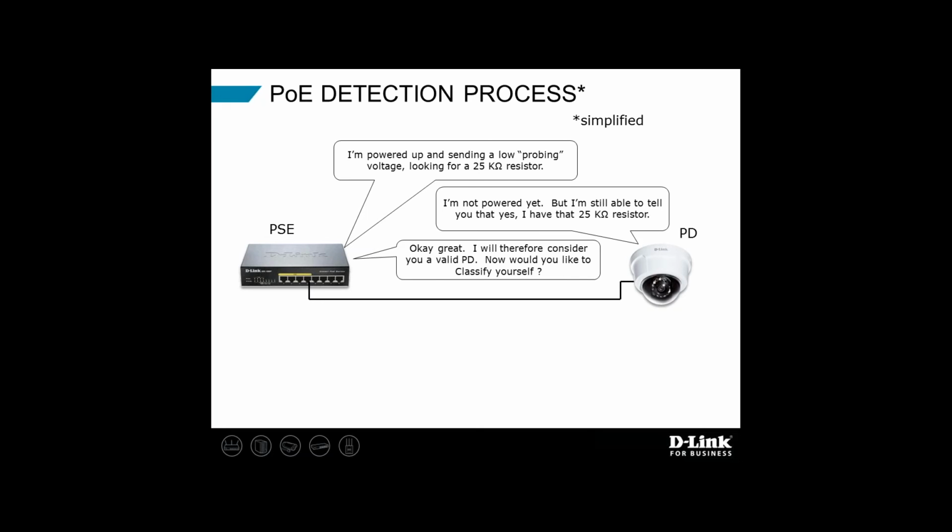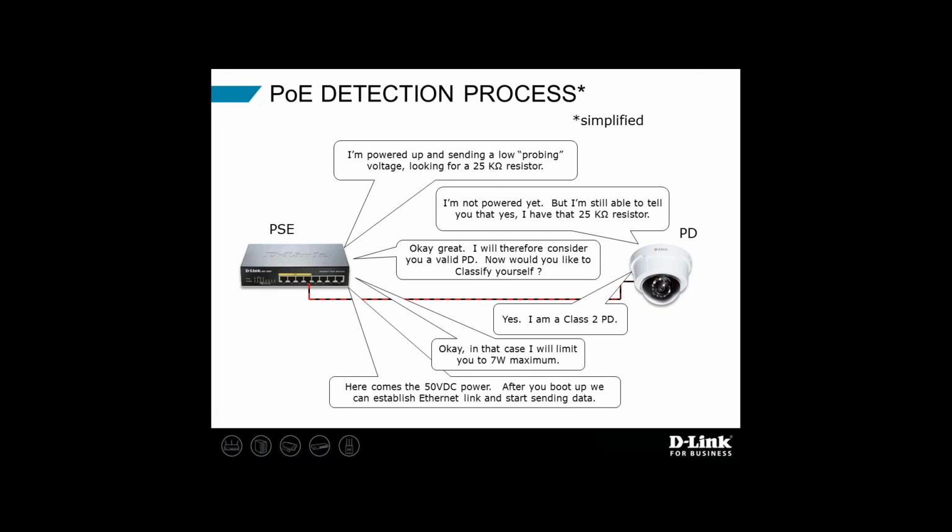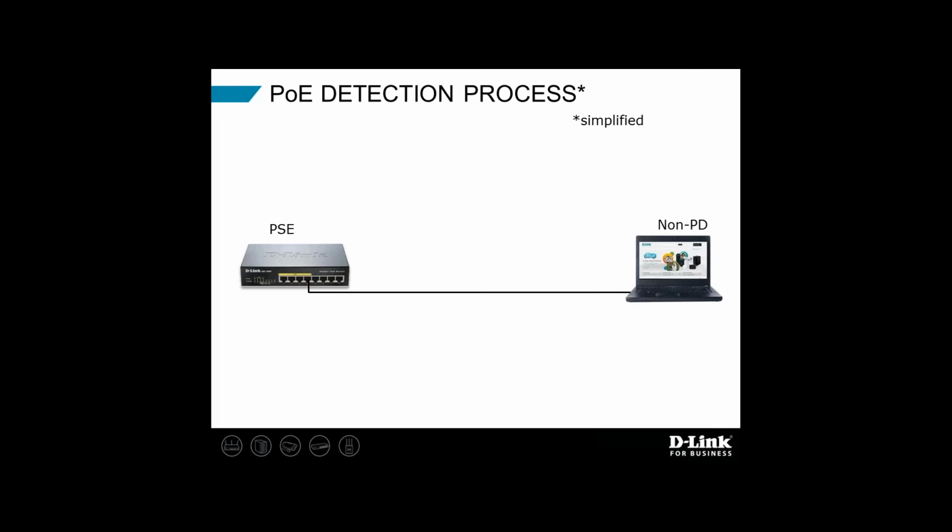802.3 AF PD. Now there's an optional process called classification. Would you like to classify yourself? And in this case, the camera says, yes, I'm a class 2 PD. And so the PSE understands that, and he says, okay, since you're class 2, you're telling me you'll never need any more than 7 watts. So I'll limit you to 7 watts maximum. And now I'm going to apply the roughly 50 volts of DC power on the wire, and you can boot up. And after you boot up, then we can establish Ethernet link, and we can start sending data. So again, this is a really simplified view of how that signature detection process works.